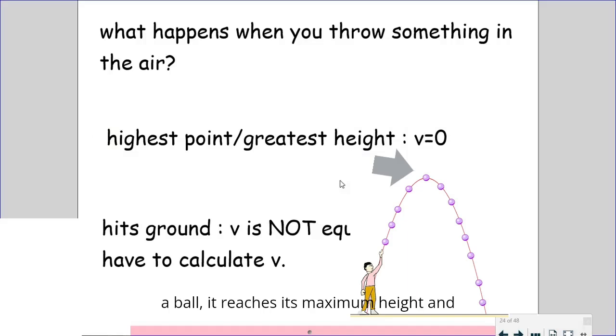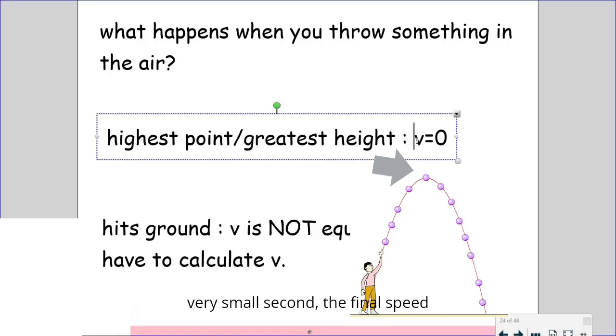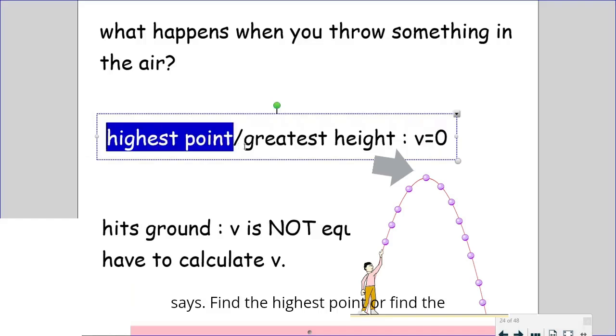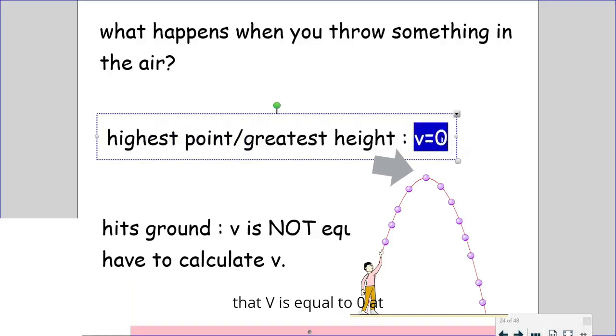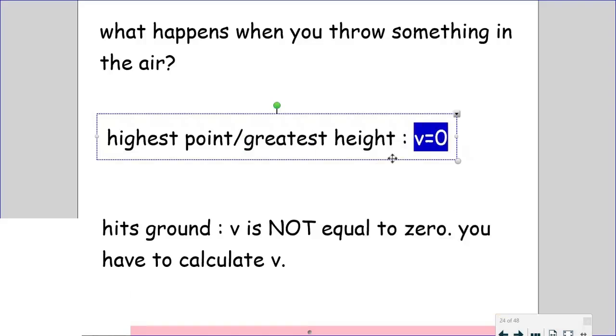If you throw a ball, it reaches its maximum height and it stops. Even for a millisecond, it stops, right? Because it's stopping for a very small second, the final speed in that instance would be 0. This is the motion we're modeling from the bottom to the top. Right at the top, because the ball stops, your final velocity is 0. So whenever a question says find the highest point or find the greatest height, you can use the fact that v is equal to 0 at that particular point.